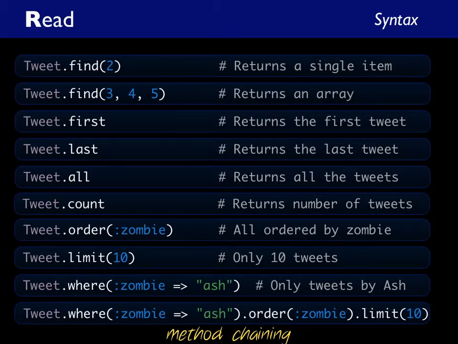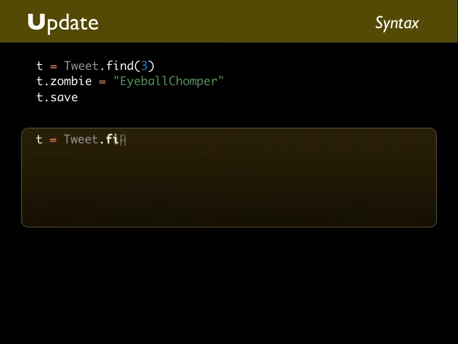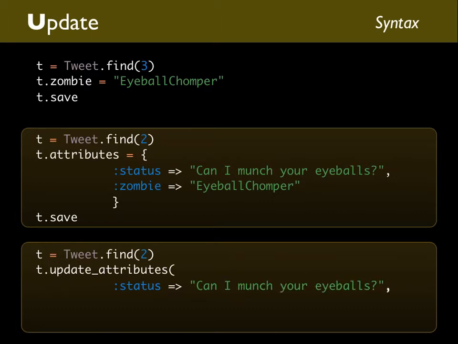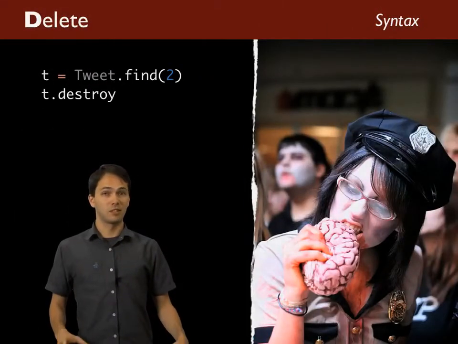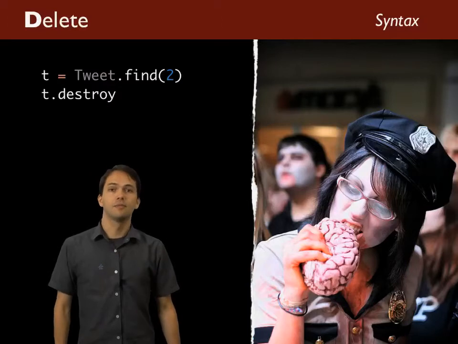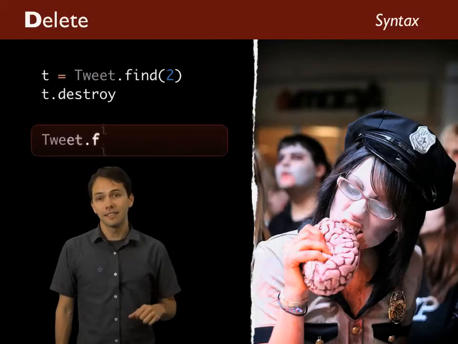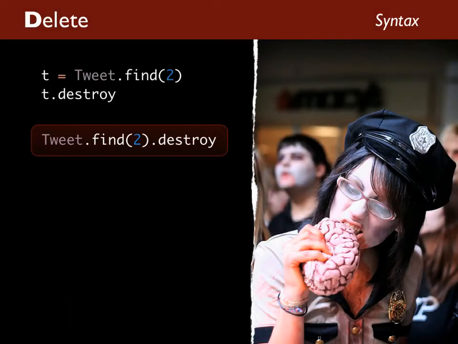Next up, we have update. So you remember with update, we find the tweet, we set something, and then we save it. Alternatively, we can set the attributes value and send it in a hash, and then save it. We can also call t.update_attributes, which not only will set the items, but it will also save it. Next up is destroy, because zombies like destroying things, especially brains. So as you saw before, we can find an item and destroy it. We can also write this on a single line. And lastly, if you want to destroy all the tweets, we can just call Tweet.destroy_all.